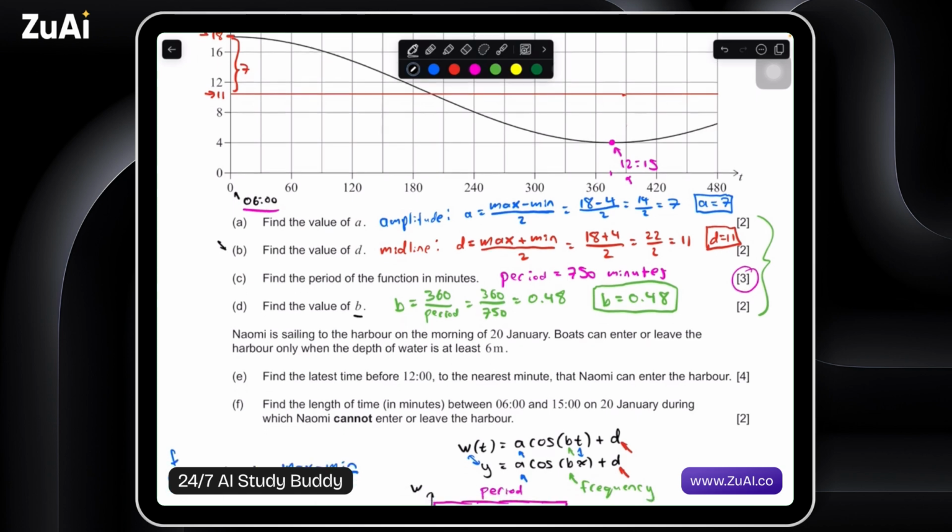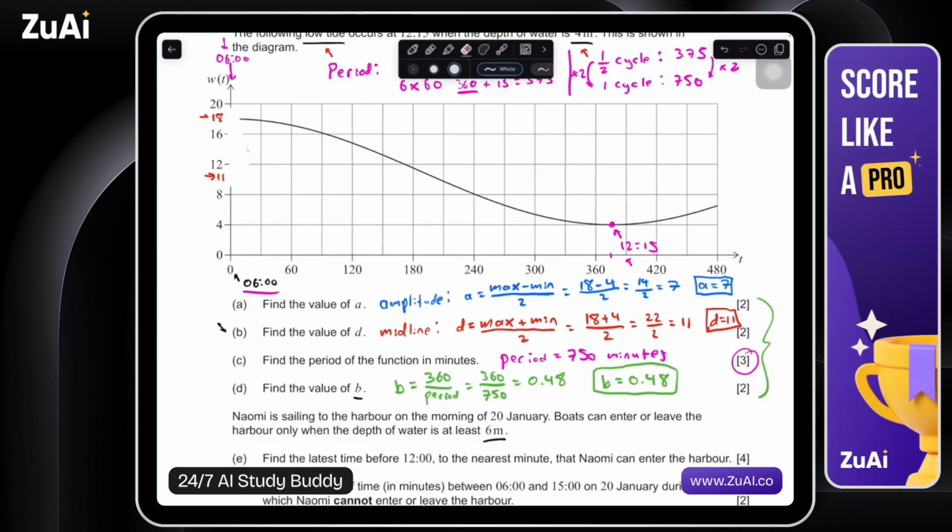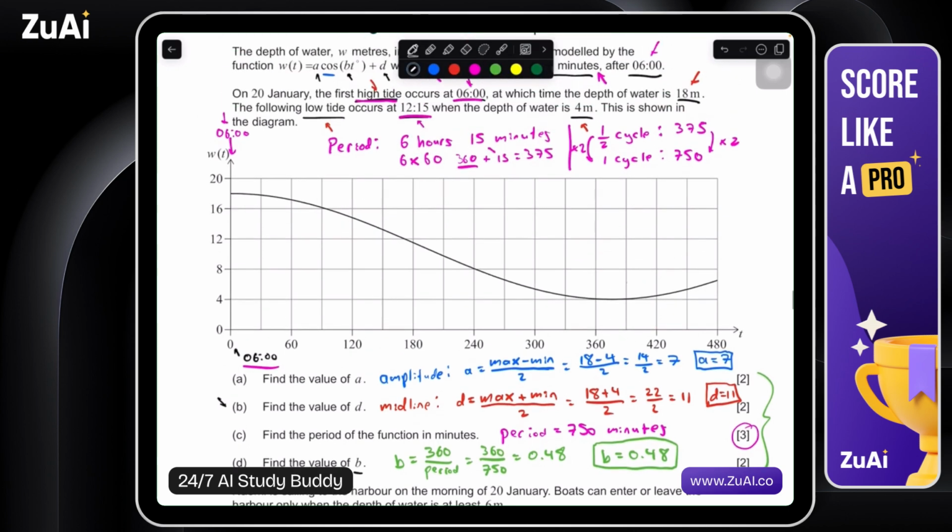Okay, so she's sailing into the harbor on the 20th of January, that's the day. Boats can enter or leave the harbor only when the depth of water is at least 6 meters. So let's erase this and let's see what this means. This function tracks the depth of water through time. Boats can enter the harbor only when the depth is at least 6 meters. So this is 6 meters right here. This is our W, right? W is equal to 6. That's our output essentially.